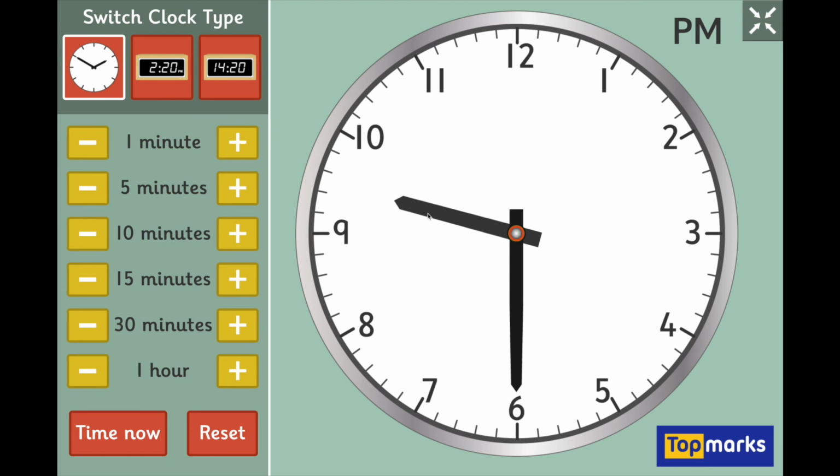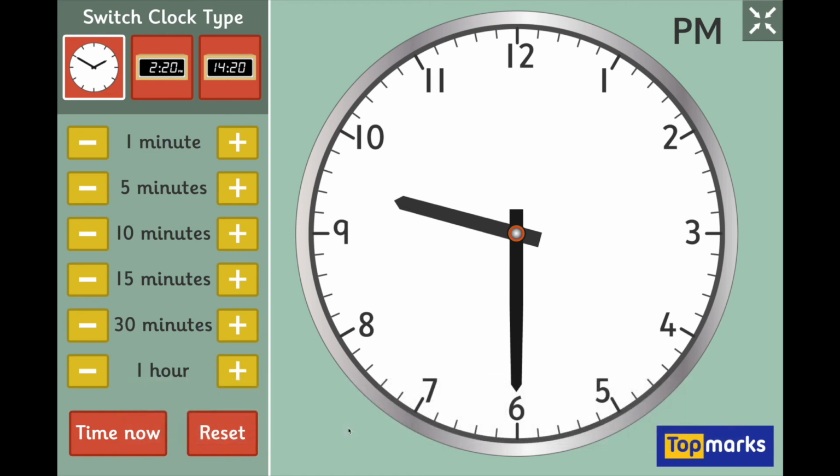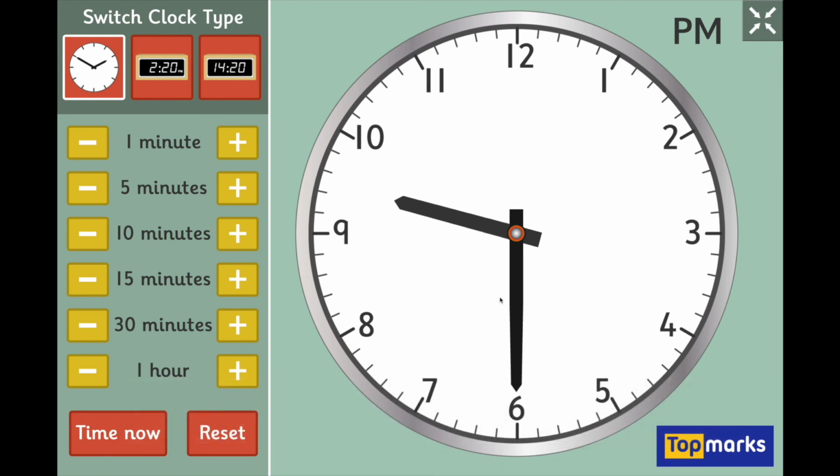Now let's move the clock to 2 hours later. So the time is now 9:30. What is 2 hours later? Add 2 to 9 and what do you get? That's right, 11. So if it is 9:30 now, then 2 hours later will be 11:30.